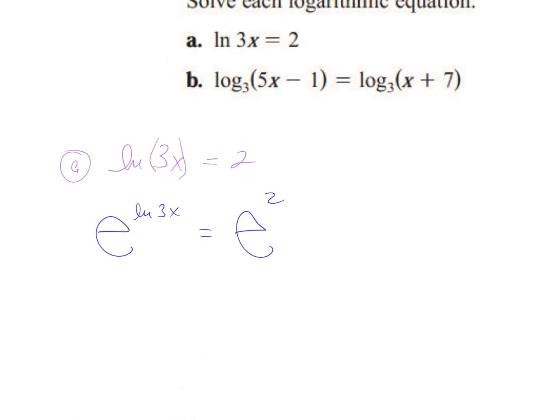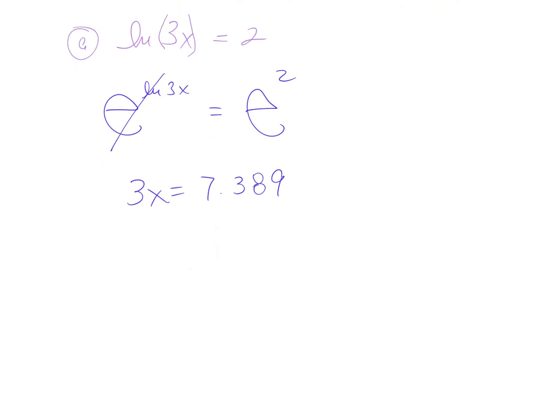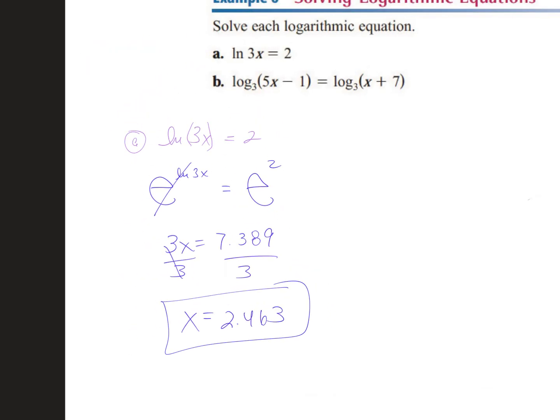Now it's one of those properties. The reason that we learn those properties is because now you see, oh wait, e to the ln does what? Cancel. It cancels. So I just have 3x equals, what's e squared? 7.389. Okay, I'll go with that. And then what do I do to get x? Divide by 3. Perfect. So x equals 2.463. Perfect.